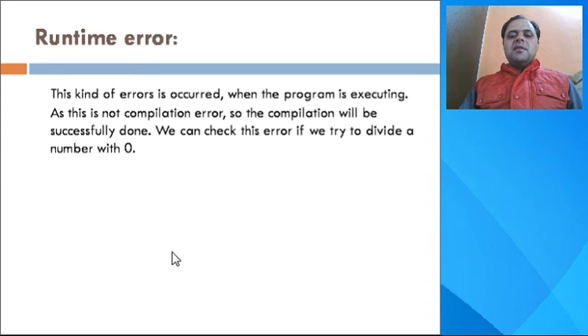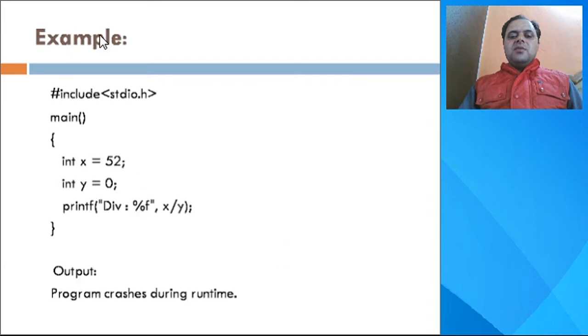For example, in our logic we have written somewhere that we are dividing a number by 0. Anything cannot be divided by 0, so this type of error will be generated. Here again I have included hash include stdio.h, the preprocessor directive for the standard input output .h header file. Here is the driver of the program, the main function. So int x = 52: I have initialized an integer variable x with value 52, and also int y = 0. I have initialized the integer variable y with value 0.